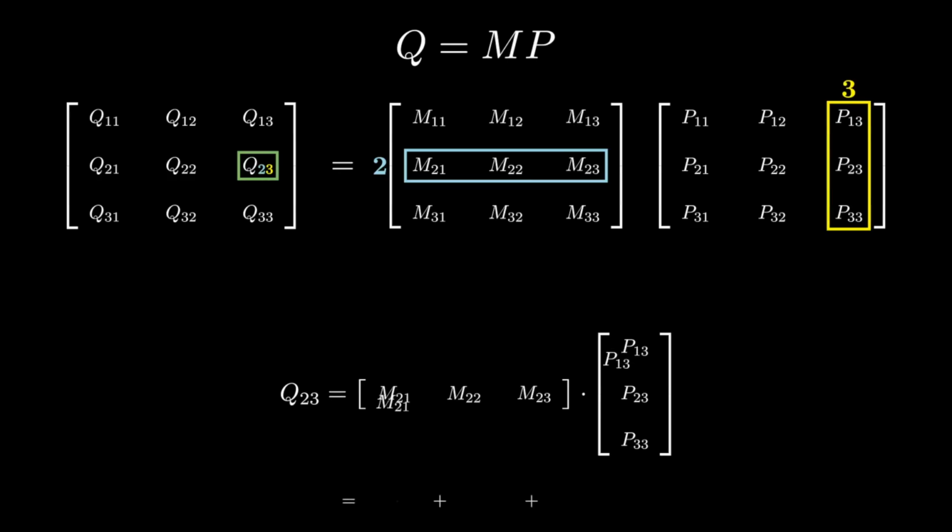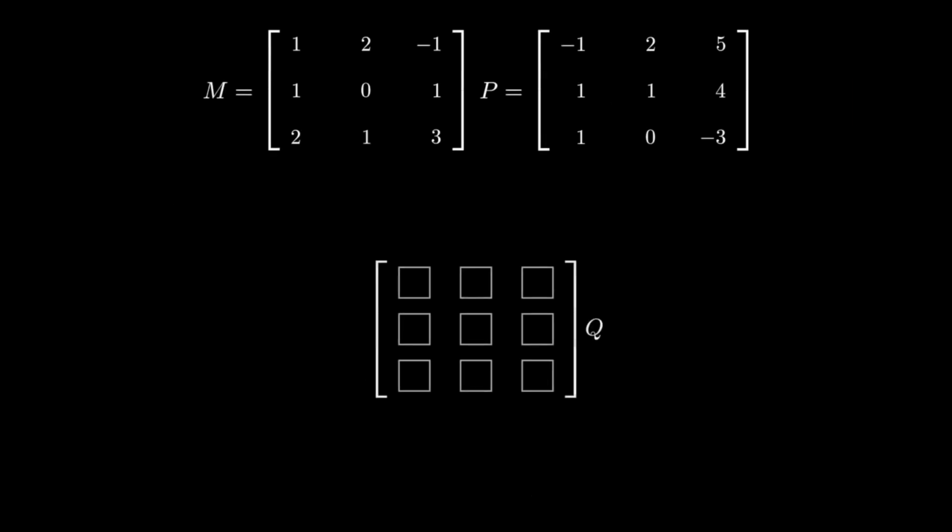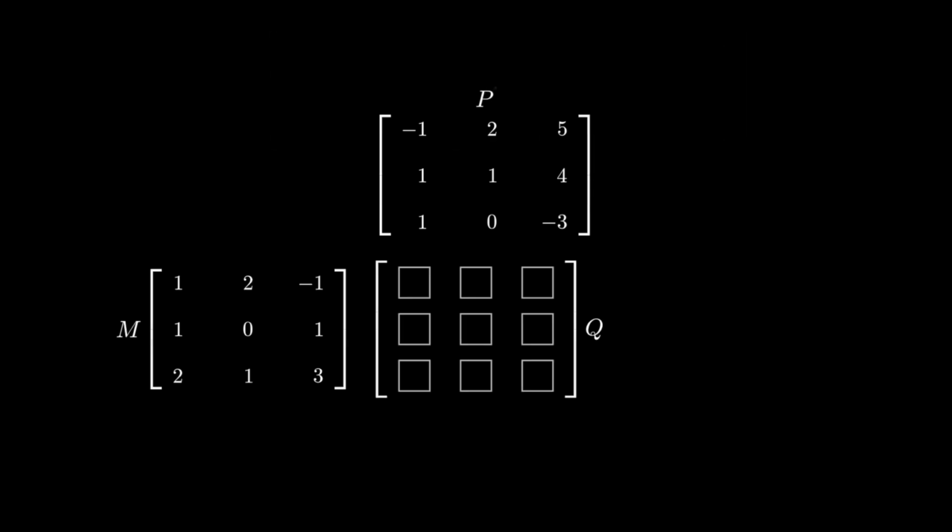Falk's scheme makes this inner product process easier to visualize, and let's do it with some numbers to make it more concrete. In Falk's scheme, the target matrix Q is placed in the center, then place the first matrix in the product M on the left of the target matrix, then place the second matrix in the product P above the target, like so. Now, each element of the target matrix Q can be calculated by performing a series of inner products of rows of M and columns of P, where the target element in Q is aligned with the row of M on the left and the column of P above.